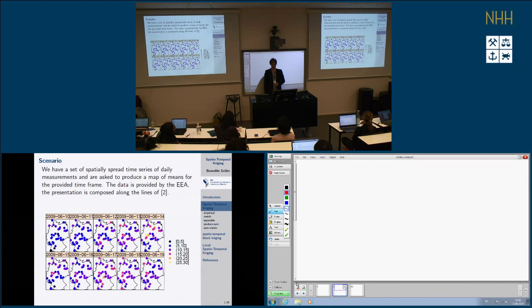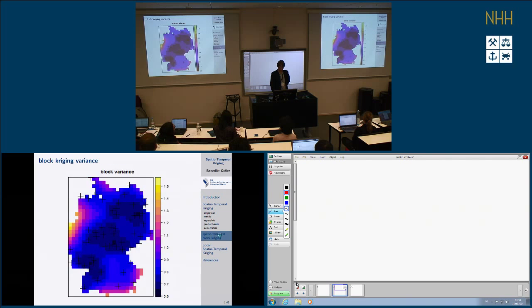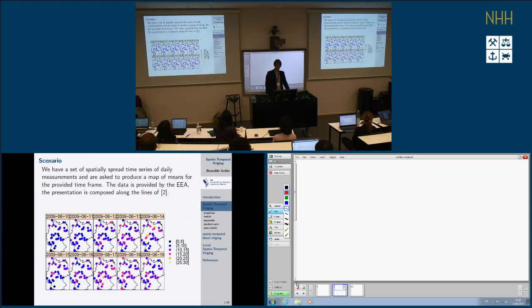Here's an example scenario. We're looking at particulate matter, less than 10 micrometers in diameter. It was recorded at many, many stations all over Europe, and what they report are daily mean values, so the daily mean concentration of particulate matter in the air. And these are just 10 days from June 2009.